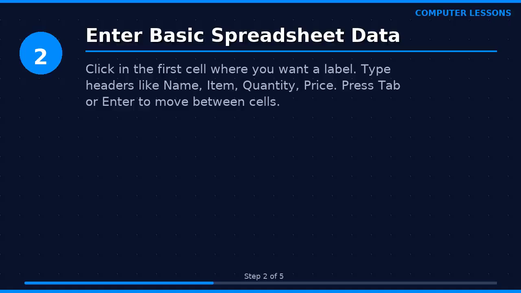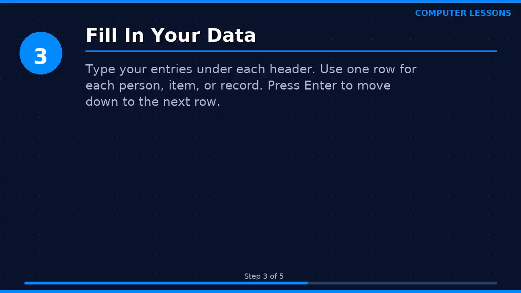Now the action picks up. Under name, type a person's name. Slide right, under item, what they bought. Next columns, how many they took, and the price. One record per row, everything marching straight down and clean, organized lines, no busted coverage here.